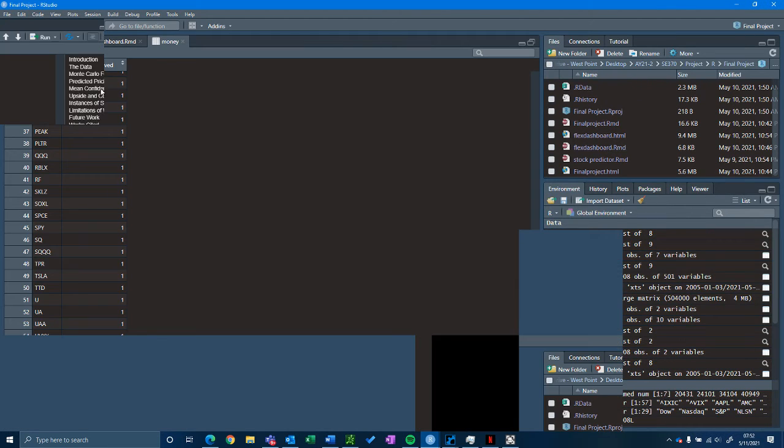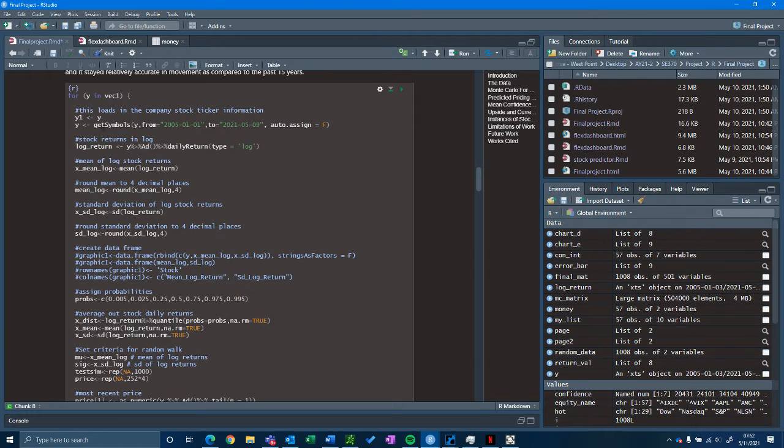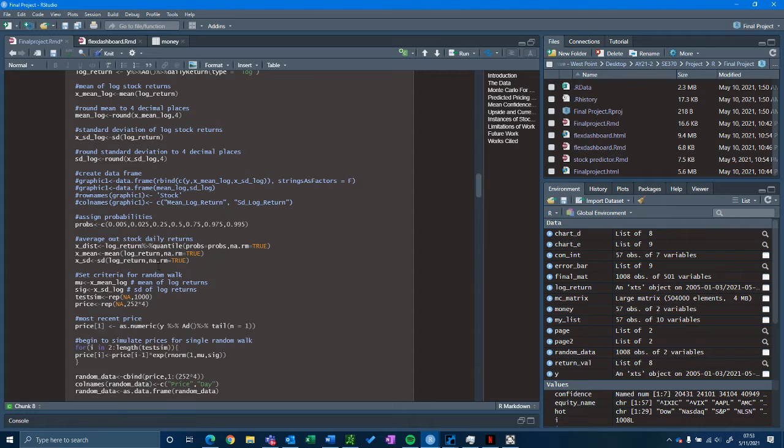So for my first one, we had IXIC, right? So it's going into getSymbols, and it's pulling all the information for IXIC from January 1st, 2005 up to May 9th of 2021. So it's trying to get the most recent information. I compiled some information, some logarithmic returns, and then normalized them to find the average stock daily return, based on the last 15 years, that we can expect given that index.